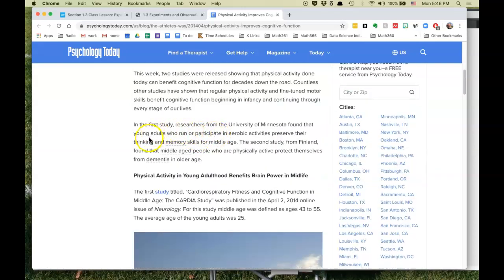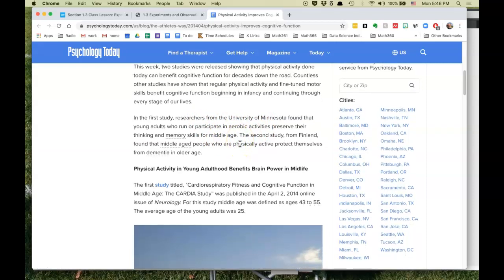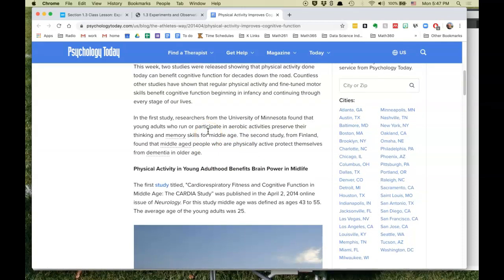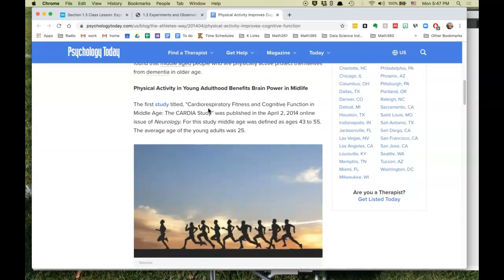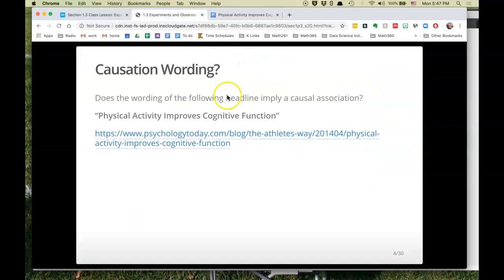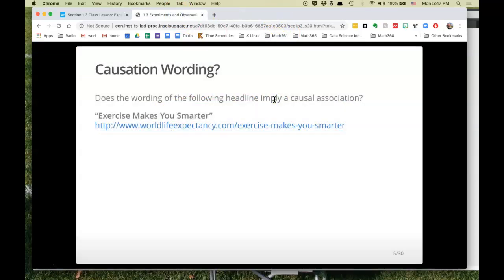Well, you can take a look and you'll see in the first study, researchers found that young adults who run or participate preserve their thinking and memory skills for middle age. The second study found that people who are physically active protect themselves. So it was clearly an observational study rather than an experiment. So this idea of a cause and effect relationship is really not properly drawn from such studies.